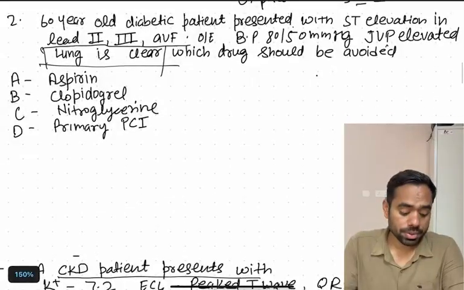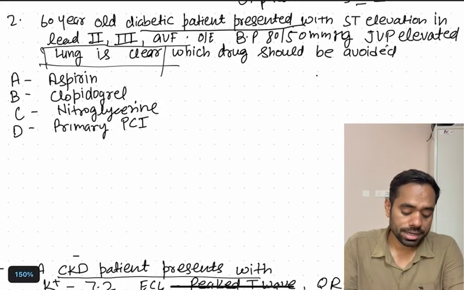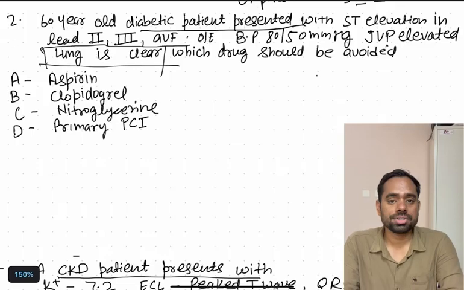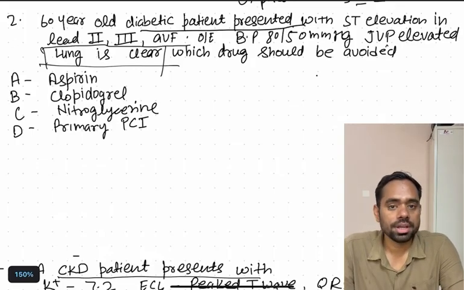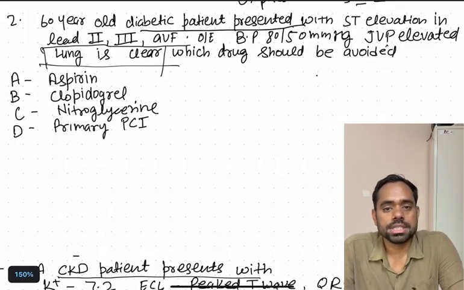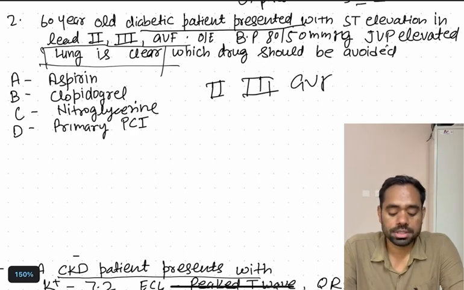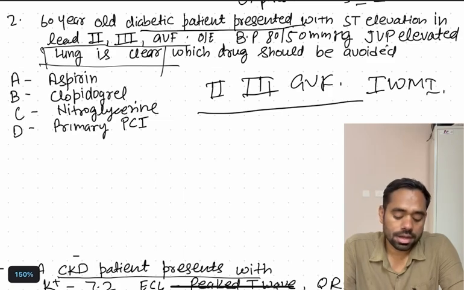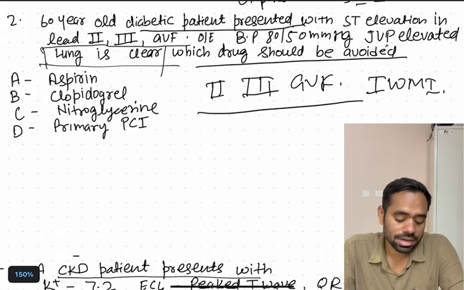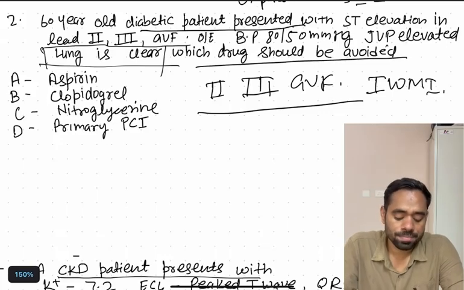Question number 2 is a 60-year-old man, diabetic patient presented with ST elevation in the leads 2, 3, aVF. So what is your interpretation if there is ST elevation in leads 2, 3, aVF? It is inferior wall MI. On examination, BP was 80/50, JVP elevated, lungs are clear. Which drug should be avoided?